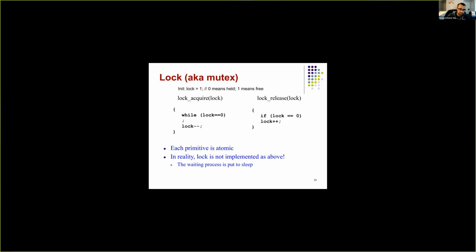And note that, as I mentioned before, each of these primitives is atomic. Ignore the code that is inside lock acquire and lock release. When you call lock acquire, the entire operation is atomic. The way it is made atomic is that whenever you call lock acquire, if you are blocked, the operating system knows that you are blocked, and the state of the process in the process control block will be made to sleep, or blocked, so that you will only be scheduled when the locks on which you are depending are available.